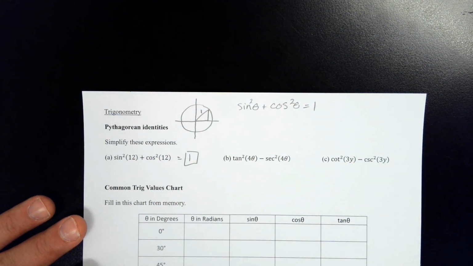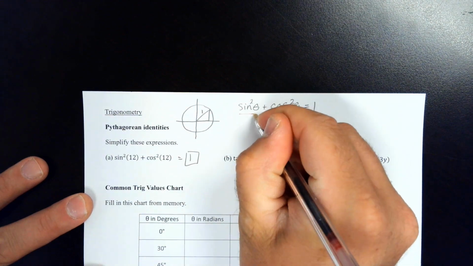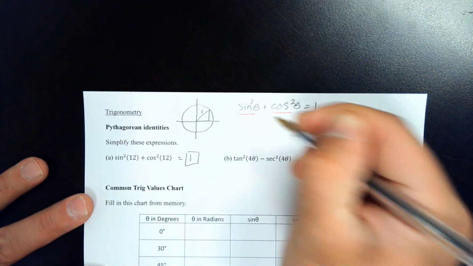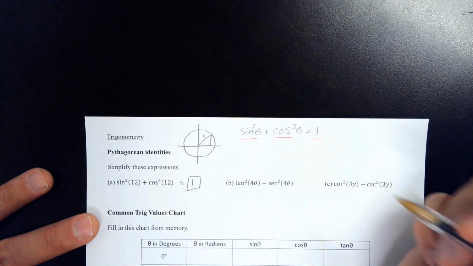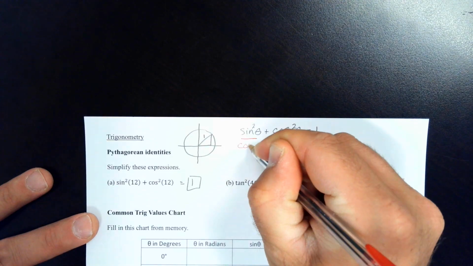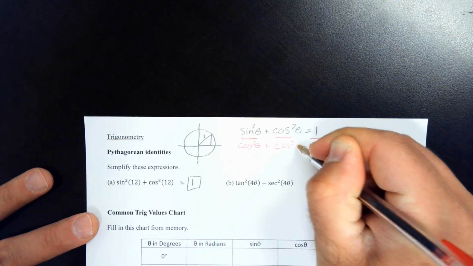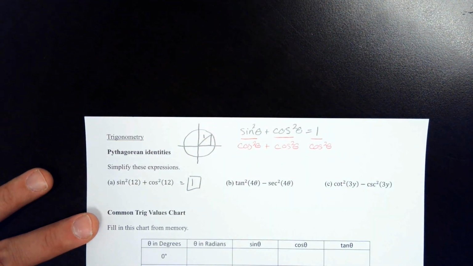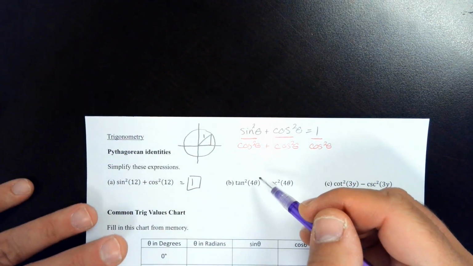Now there's a way to take this identity and alter it a little bit. You could take each of these things right here, and you could divide by cosine squared theta. And then what you'd have is sine squared theta over cosine squared theta.